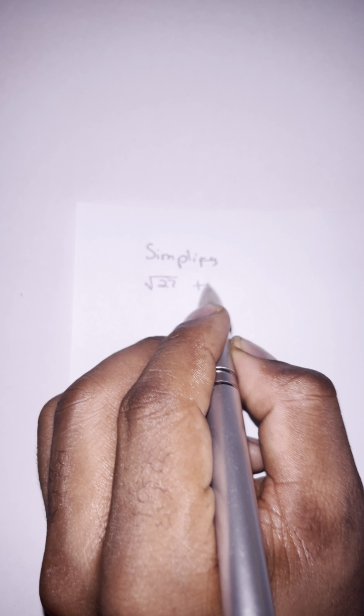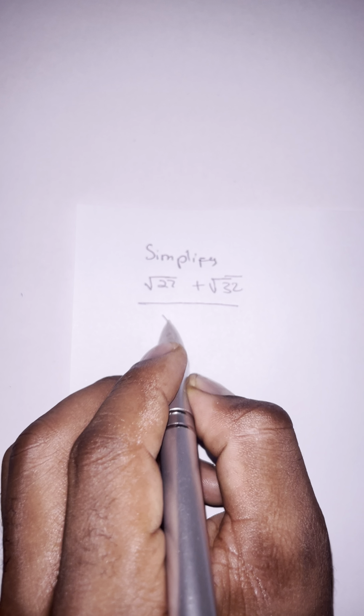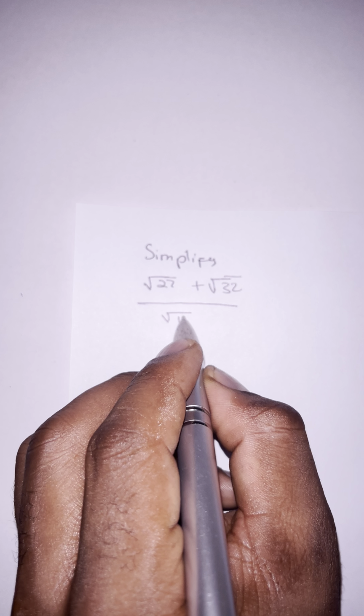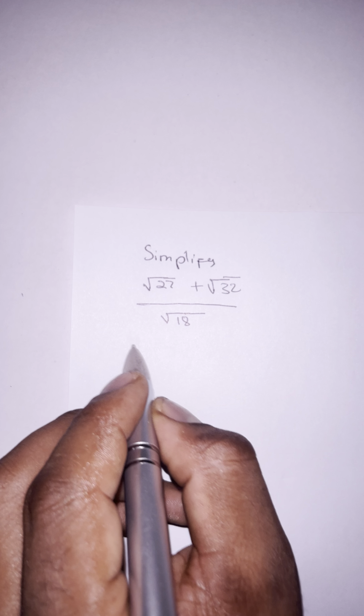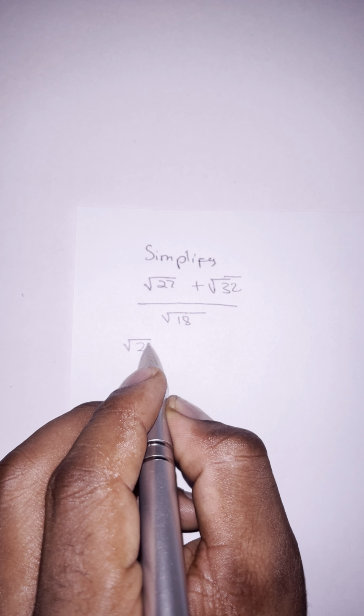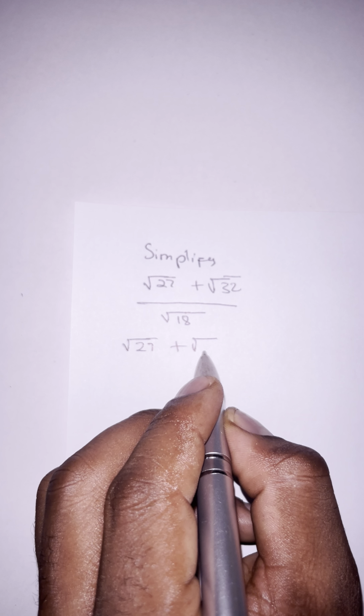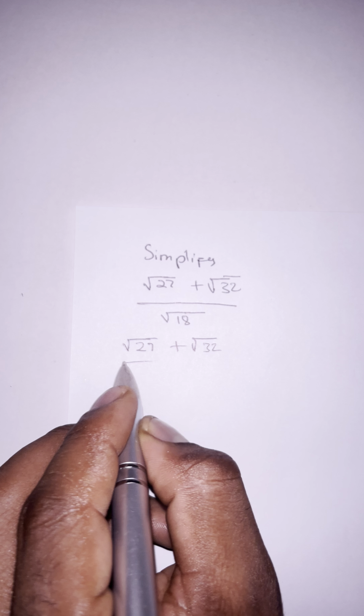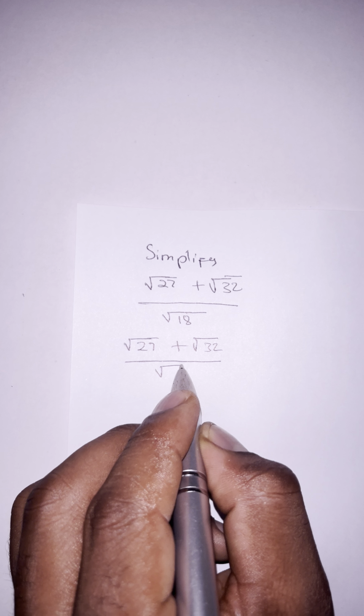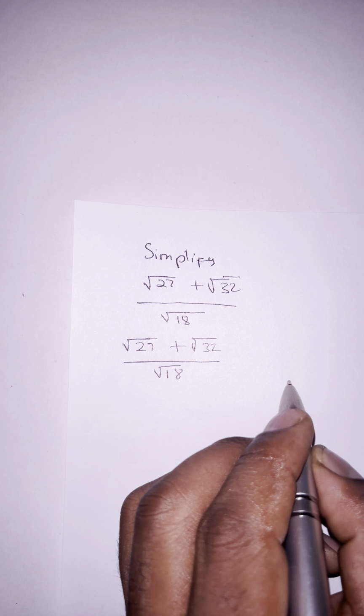We have the square root of 27 plus the square root of 32, divided by the square root of 18. Now, what's the solution?